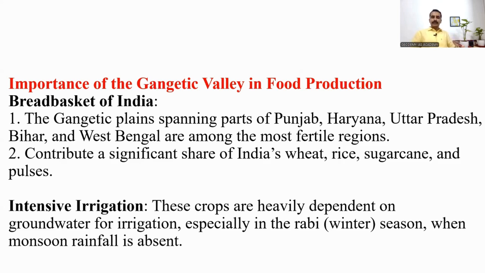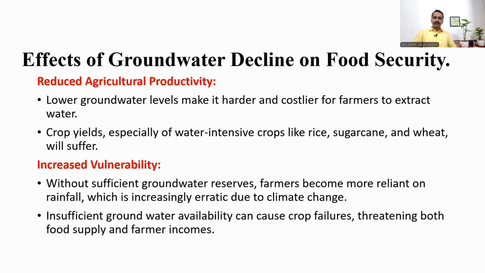These crops are heavily dependent on groundwater for irrigation, especially in the Rabi season, the winter season, when monsoon rainfall is absent. We know that in North India, during the northeast monsoon season, the rainfall will be very less. And due to the glaciation process, the meltdown of glaciers will also be reduced. So the water volume will be very minimal during the winter season in the Himalayan rivers. So they will have to depend more on groundwater for irrigation. Now, what will be the effects of groundwater decline on food security?